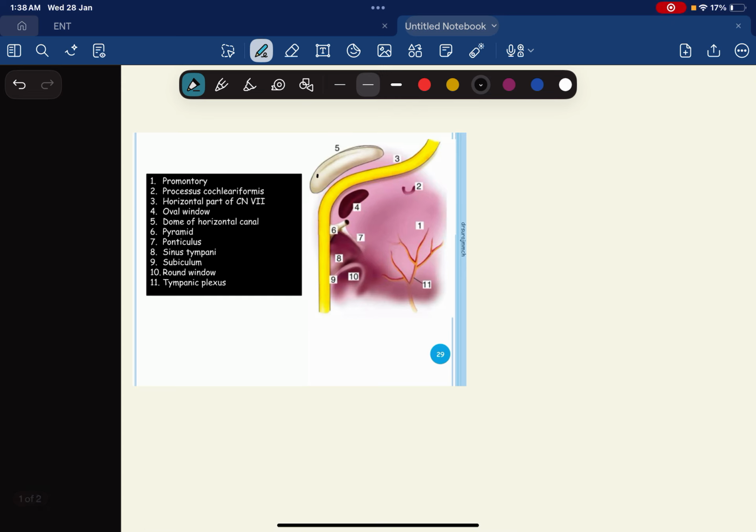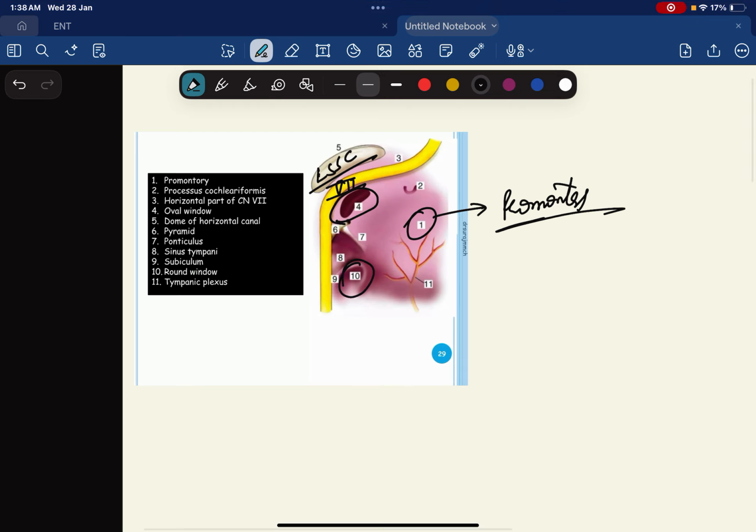First of all, we have this lateral semicircular canal over here. This is the canal for the facial nerve, and this is the promontory, which is nothing but the bulge of the cochlea. Above it is an opening called the oval window, and below this there is also an opening called the round window.